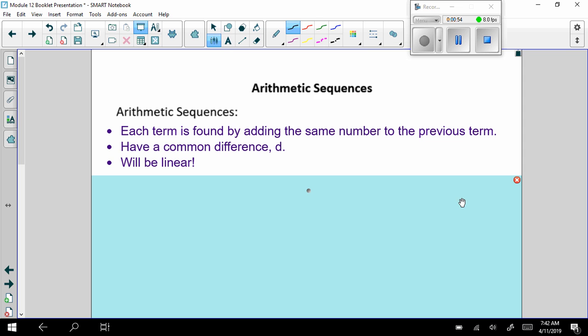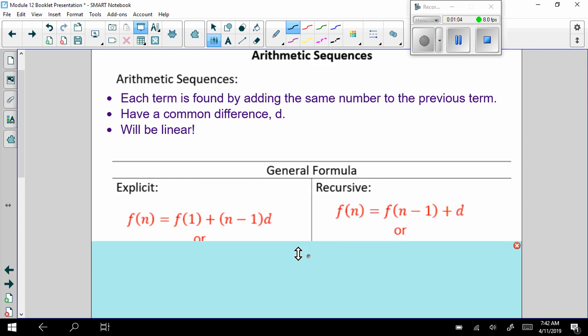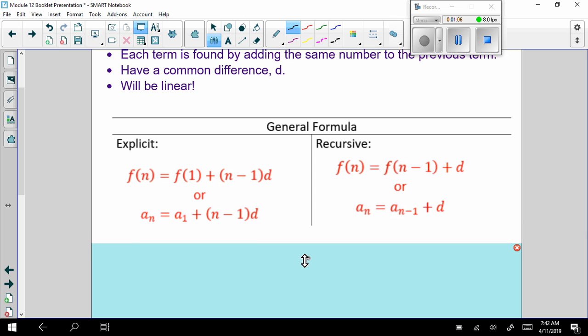That's important to us because when we write our formulas, we know that our n, because that's what we're using instead of x, will be to the first degree. Now we have two rules, our explicit and our general. So go ahead and pause and write these down, and then I'll go through and explain them.